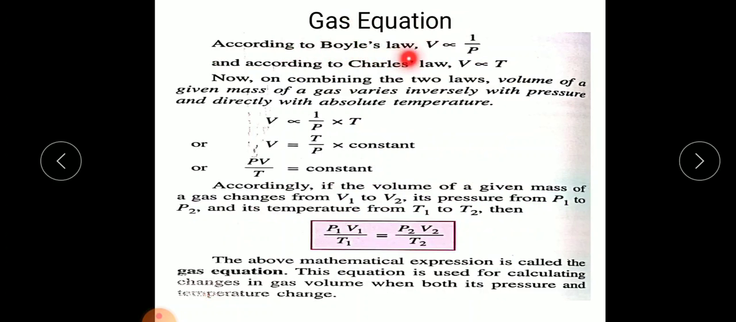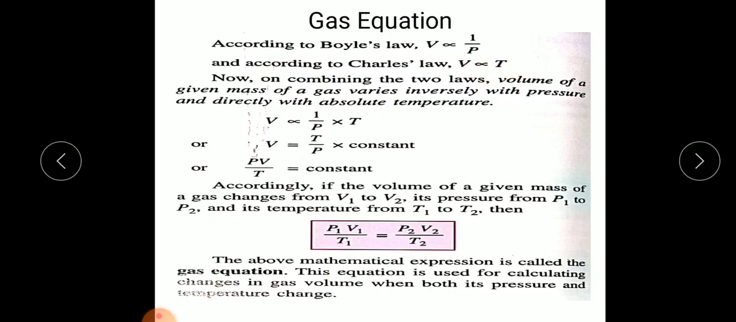According to Boyle's law, we know that the volume of a given mass of a gas is inversely proportional to its pressure at constant temperature. So we can write V is proportional to 1 by P. And according to Charles' law, V is directly proportional to T. That means the volume of a given gas is directly proportional to its absolute temperature.